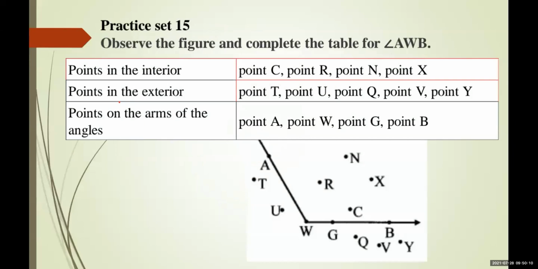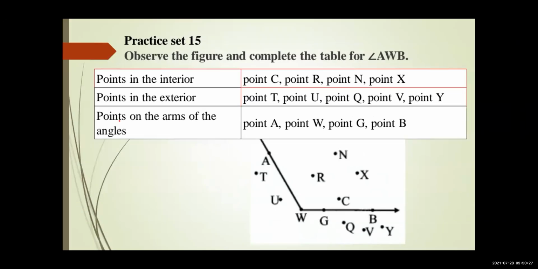Okay, now we will start with our practice set 15. Observe the figure and complete the table for angle AWB. Now you have to observe the figure. By observing, you have to write down the interior, exterior and the points on the arm. Now it's very easy. What are the points in the interior of the angle? What is the point in the exterior and what are the points on the arms of the angle? Okay. Now here, with the figure only.